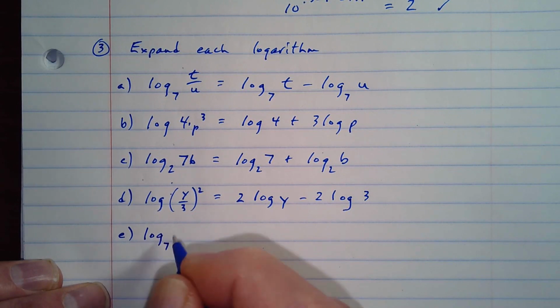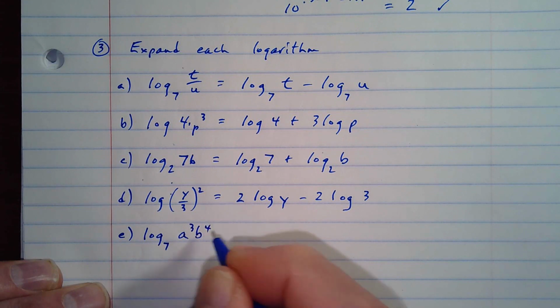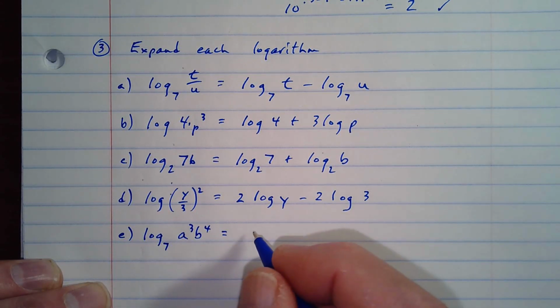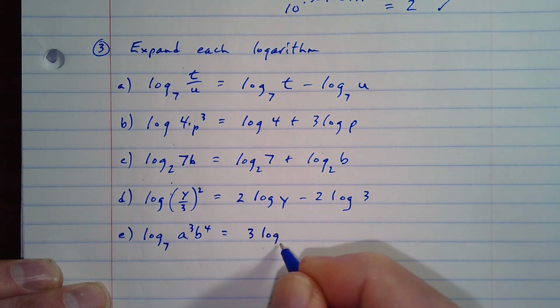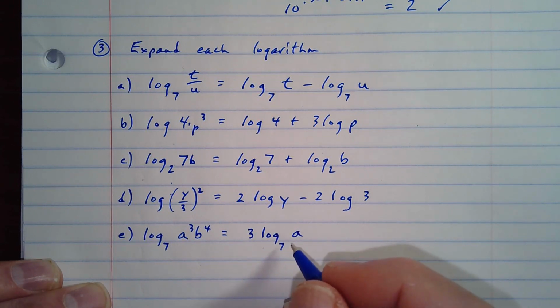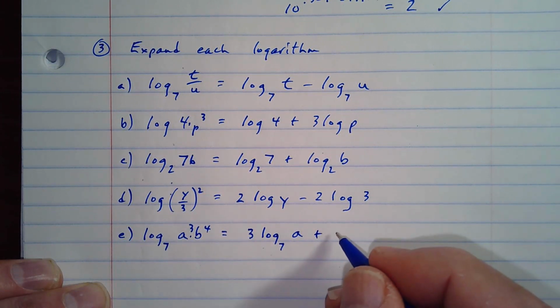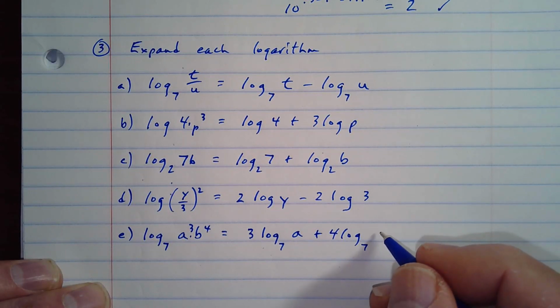All right, last one here. Log base 7 of a to the third b to the fourth. Go ahead and see if you can do that one. I'll give you a little pause here. All right, if you did this one correctly, you should have had 3 log base 7 of a, that gets me my a to the third term, plus, here's that product part, and then 4 log base 7 of b.